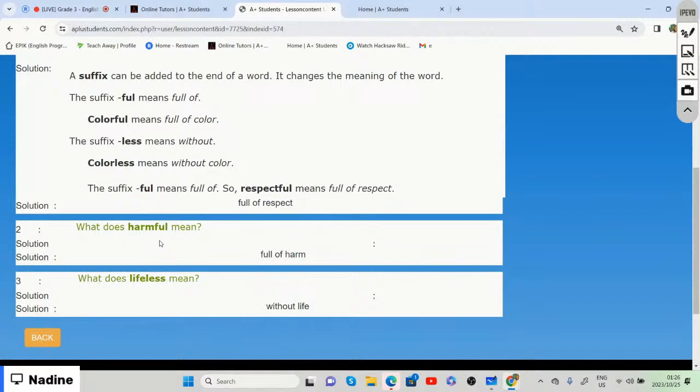So we basically need to know the meaning of the suffixes, because as soon as you add one to a base word, it changes the meaning of that word.